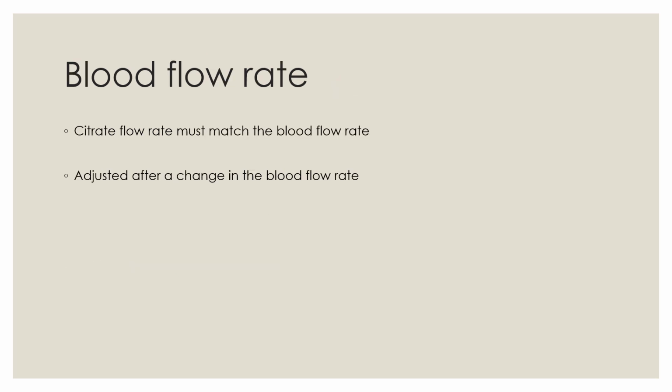The first and foremost factor is blood flow rate. The citrate flow rate must match the blood flow rate to ensure a stable anticoagulant concentration in the extracorporeal circulation, and should be adjusted accordingly after a change in blood flow rate. I have already discussed the relation between blood flow rate and citrate dose in greater detail in my previous video. You can check it there. I will share the link in the comment section.